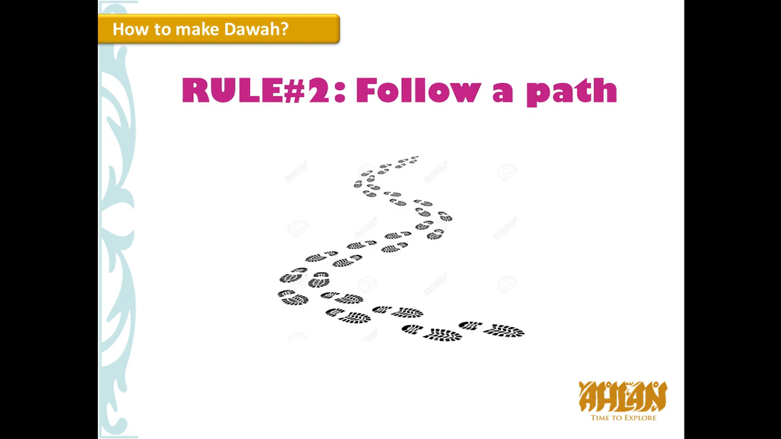Rule number 2: we must have a path. We must have a clear path to follow and a well-designed plan. What to start with, and we must try to control the conversation. We need to prepare well.